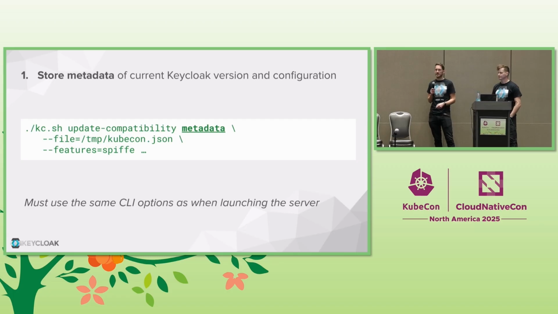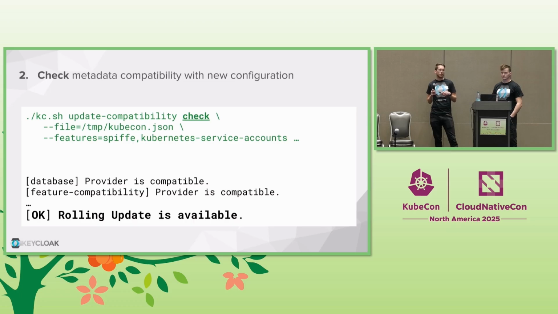The first argument it takes is a file argument, which is where the metadata will be written to. In this case, temp/kubecon.json. And the idea is that you specify your entire Keycloak configuration to this command. So in this case, we have a simple configuration that just enables the spiffe feature. And by providing the same CLI options that you use to launch a server to this command, you generate metadata that is representative of your actual deployment. So we execute this command and we store some metadata.